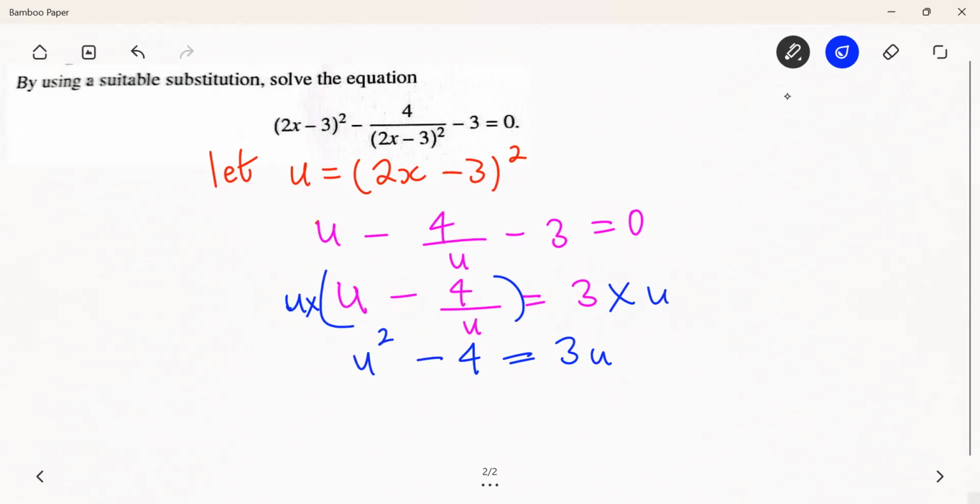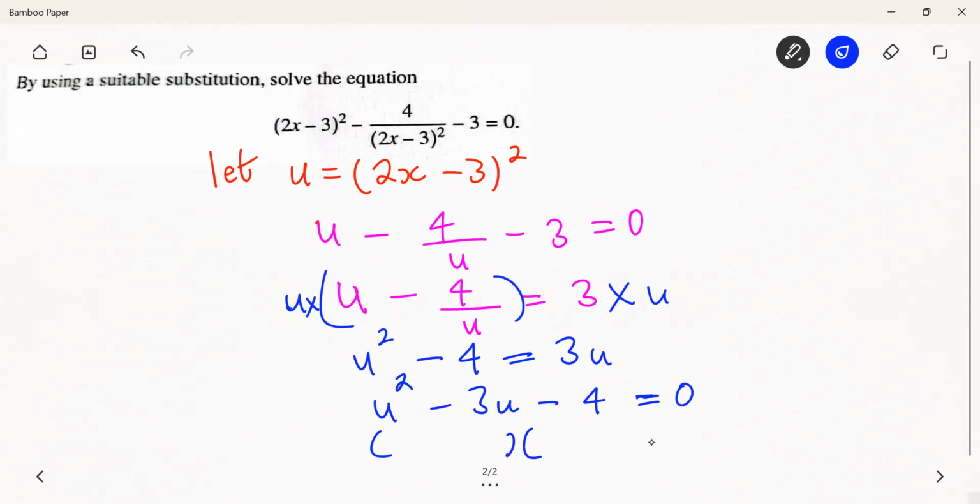This looks quadratic, so I'm going to put it in standard quadratic form by saying u squared minus 3u. I've actually brought the 3 to this side again, or subtracted 3 again. So it's u squared minus 3u minus 4 equals 0.